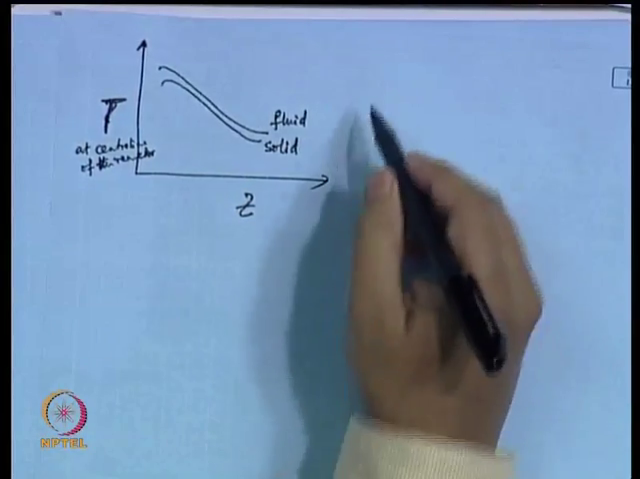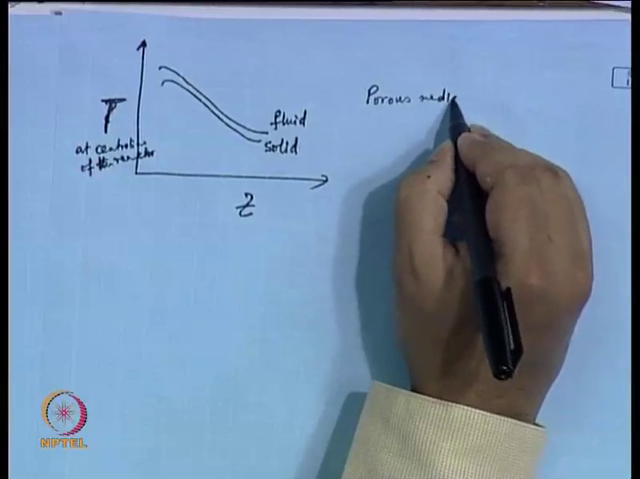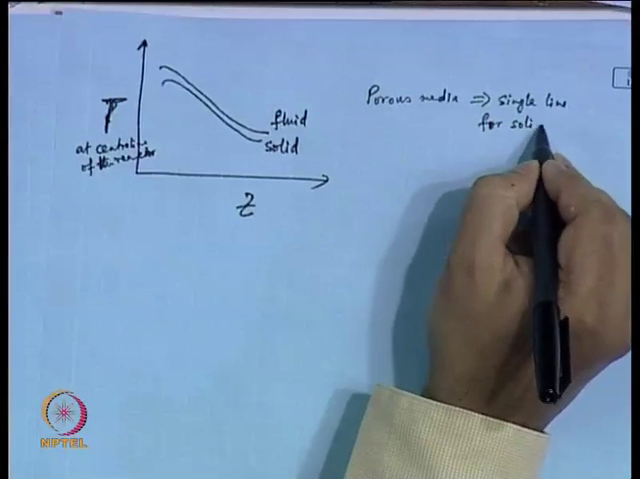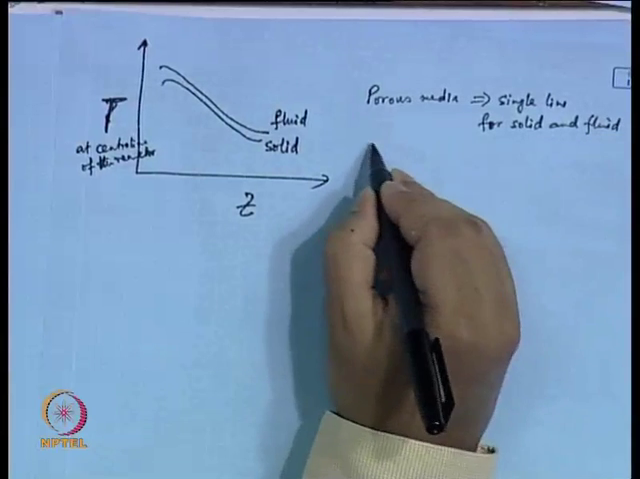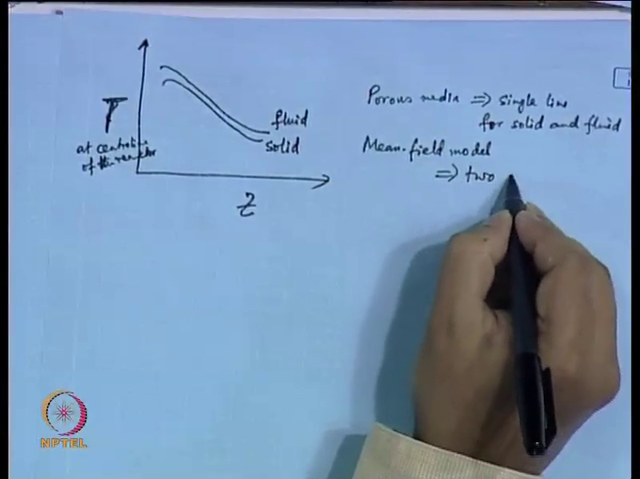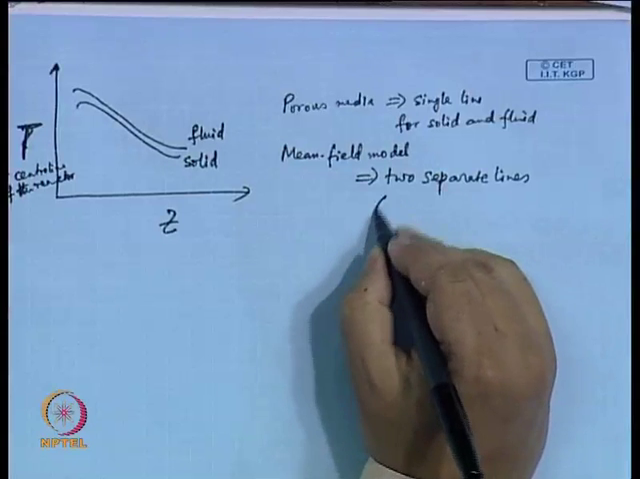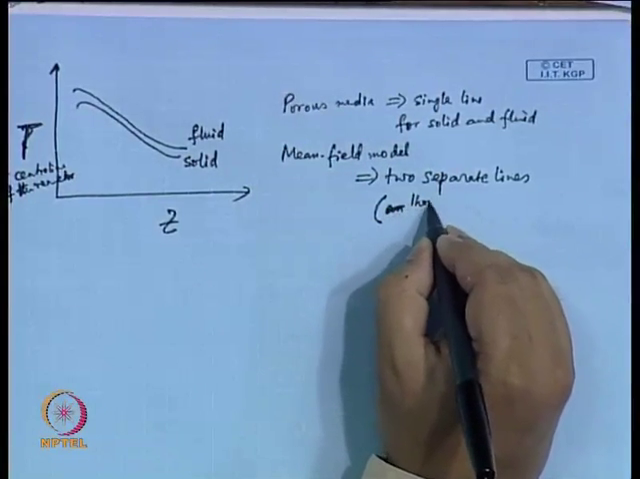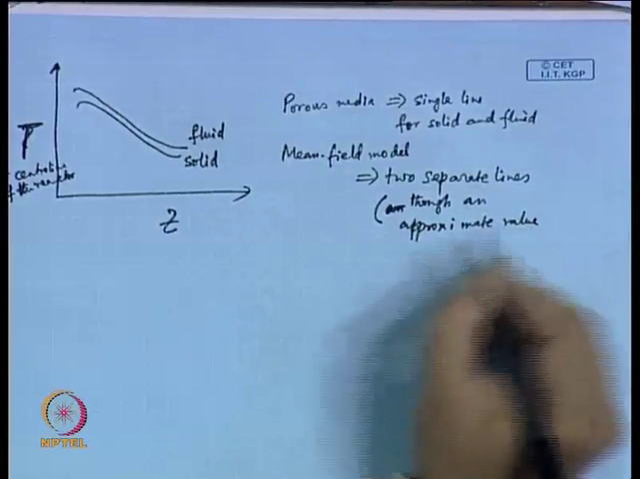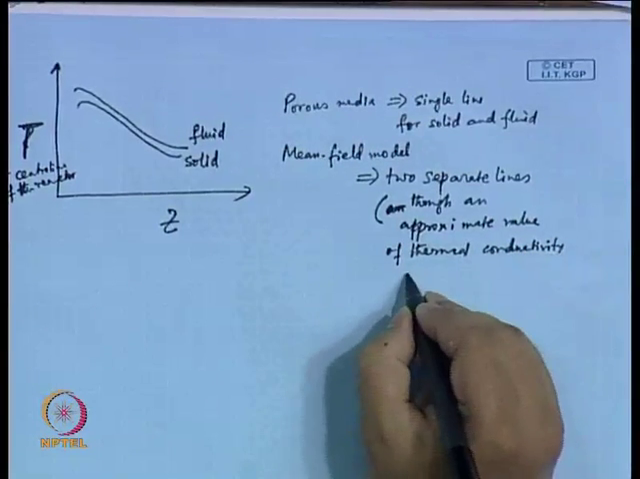So, in case of the porous media model, you have a single line for solid and fluid. For the mean field model, you have two separate lines. However, the issue is that an approximate value of thermal conductivity was used.